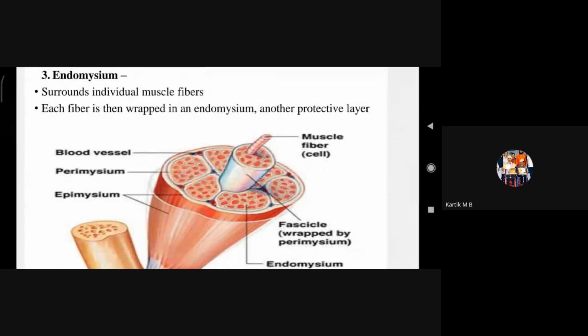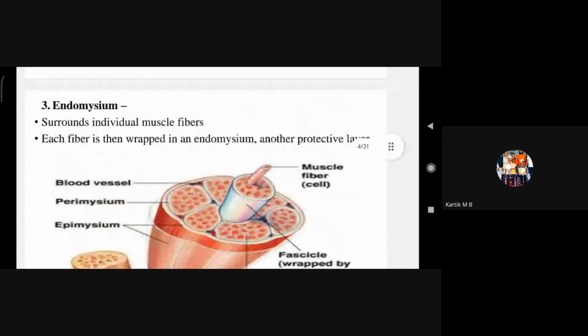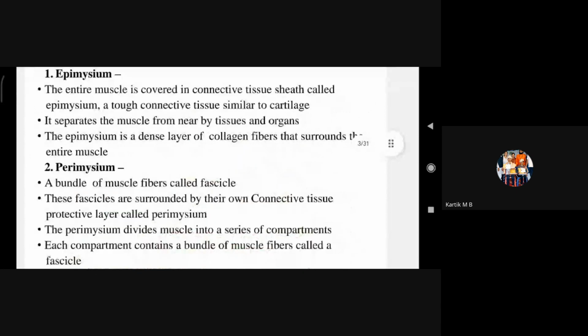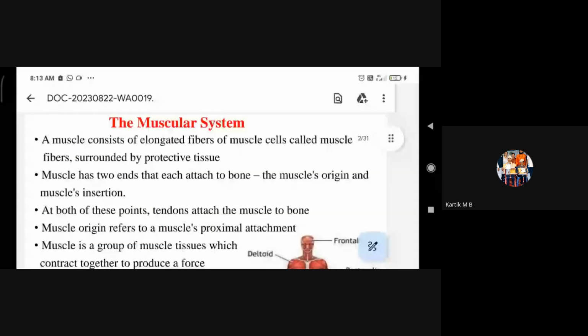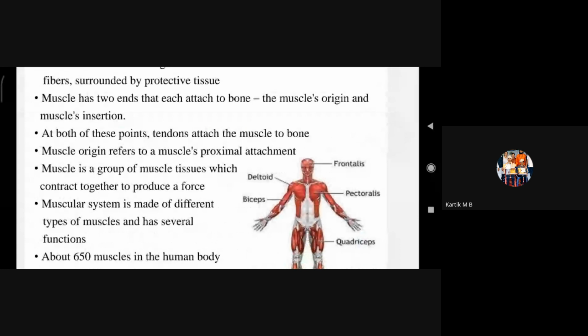And muscles are connected to bones by tendons. Tendon is a connective tissue, and there are more than 650 muscles in the human body. At both ends of a muscle we can find tendons which connect the muscle to bone.